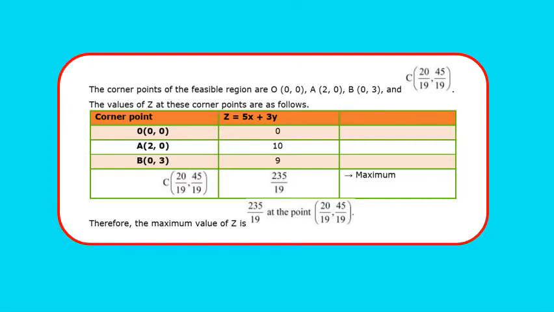So it's clear that the maximum value of Z is at C, that is (20/19, 45/19), and the maximum value is 235/19. Clear? So pause and note down the solution.